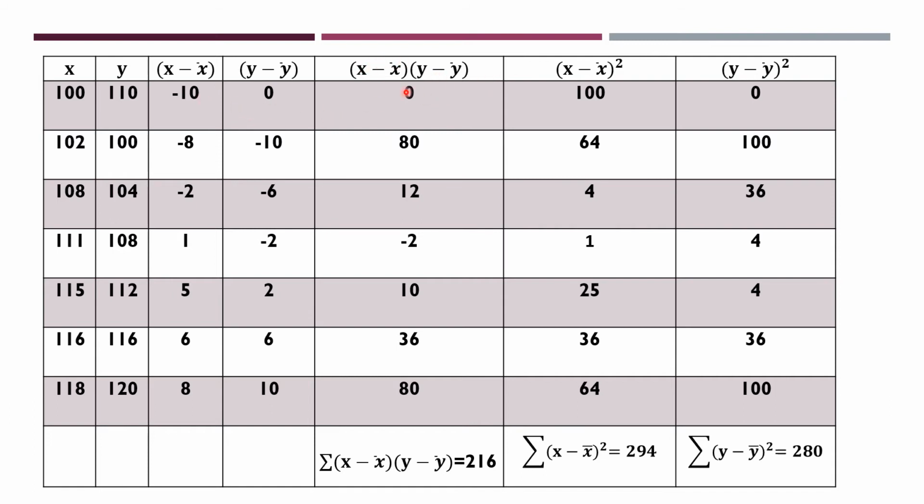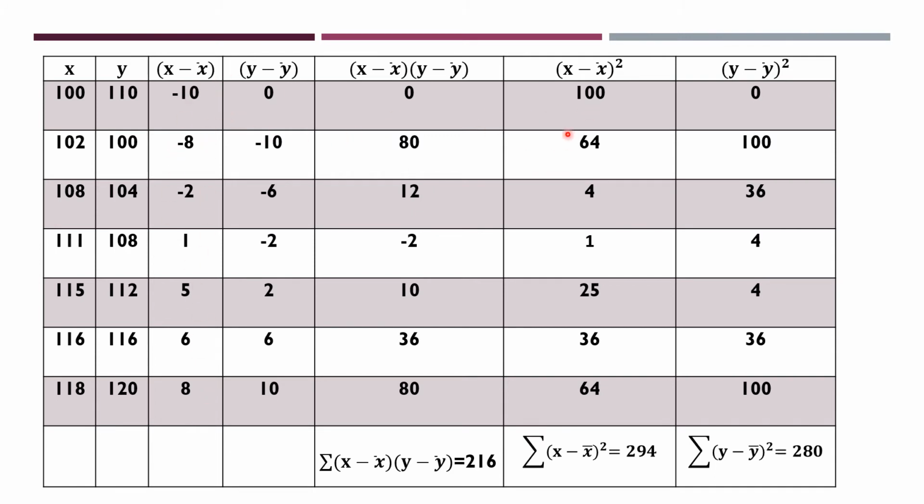Minus 10 into 0, 0. Minus 8 into minus 10, 80. Minus 2 into minus 6, 12. 1 into minus 2, minus 2. 5 into 2, 10. 6 into 6, 36. 8 into 10, 80. Now x minus x bar the whole square.